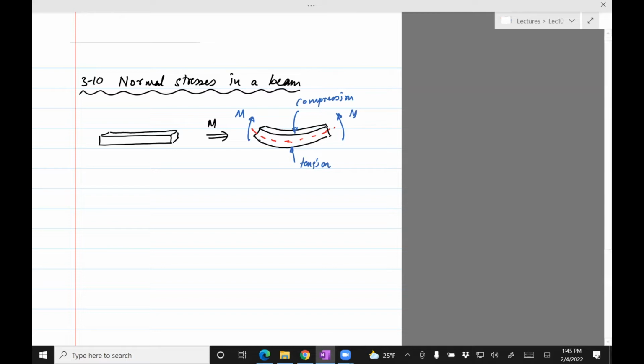Okay, so there is a layer somewhere in the middle which is not stretched or compressed, right? You cannot go from positive elongation to negative elongation unless you go through a point where the elongation is zero. So on this line there is no elongation, which means there is no stress, because strain is zero or elongation is zero. And this layer is known as the neutral axis.